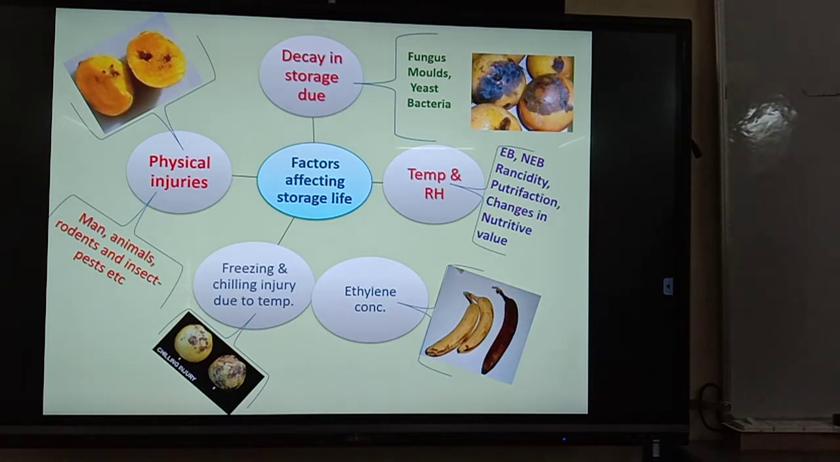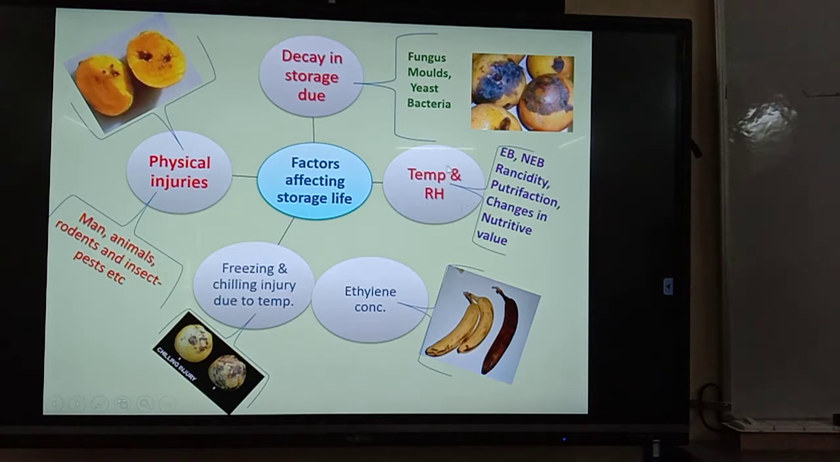But for the storage life, we also have to take care of which factors are responsible and which factors affect the storage life. The first one is decay in the storage. And I told you that the microbes, especially the fungus, molds and yeast, are responsible for the decay in the storage, and such things may occur if there is any infection by any organism. That may be the mold, the yeast, or the bacteria, because different organisms cause different types of problems or diseases in the storage.